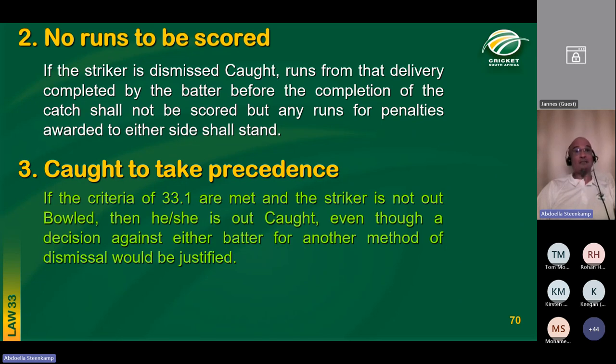So bowled is number one. If a batter is dismissed on more than one mode of dismissal, and one of them is bowled, bowled is number one. Bowled will take priority. Who's number two? Caught is number two. Even if there's more than one dismissal of a delivery, and one of them is not bowled, and one of them is caught, caught will take priority. Caught to take precedence over any other dismissal except bowled. Bowled number one, caught number two.